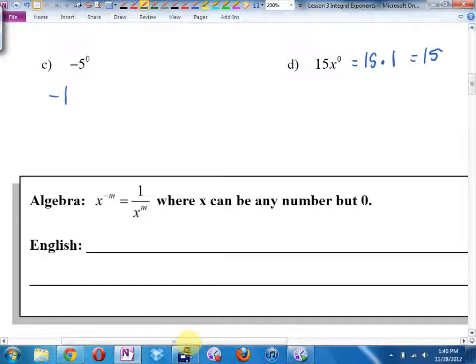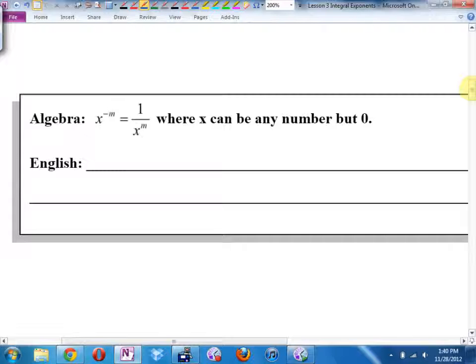That's the zero rule. And that leads us to the x to the negative m rule. You saw this last year. Algebraically, you said this: x to the negative m equals 1 over x to the m, where x can be any number but 0. In other words, they'll usually say x not equal to 0. That's how they write x can be any number but 0. In English, what does it mean?